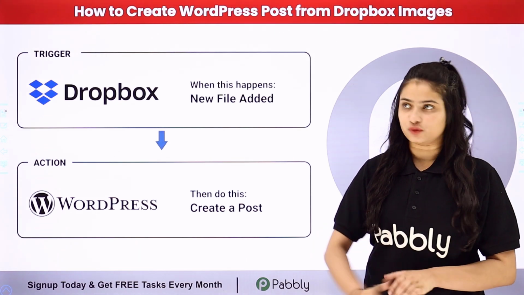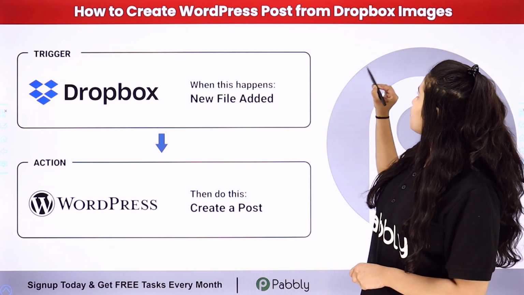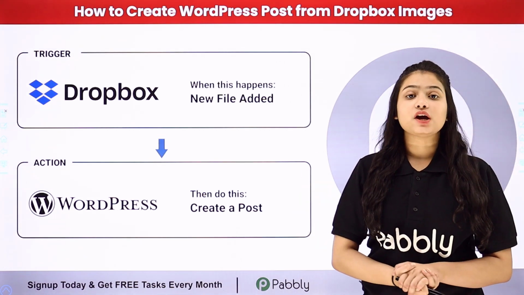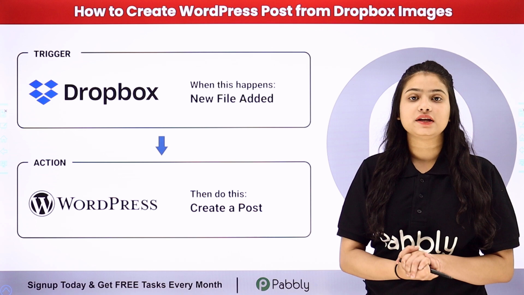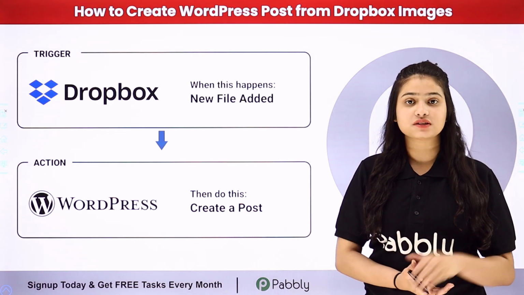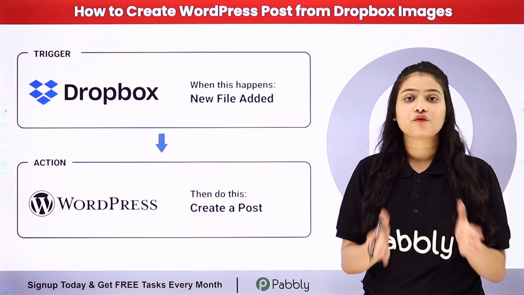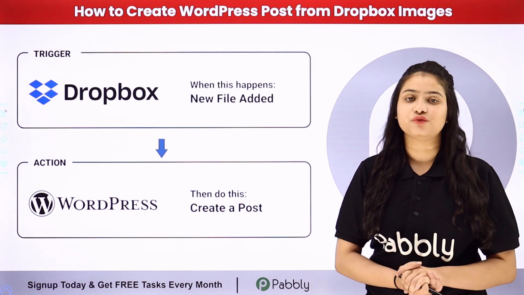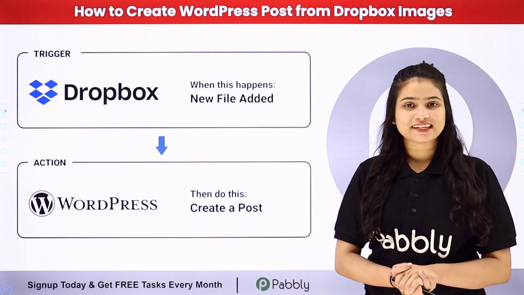In this video, we are going to learn how to create WordPress posts from Dropbox images. So my objective is that as soon as I upload a new image in a particular folder of Dropbox, automatically that same image along with a caption should be shared as a new post in WordPress. So how are we going to automate this entire process?